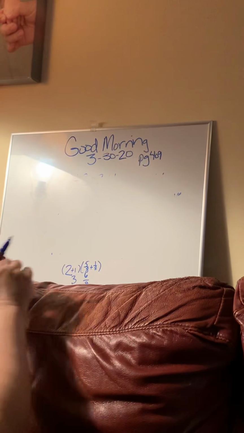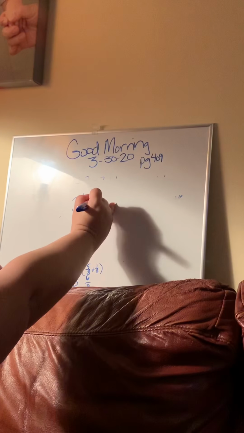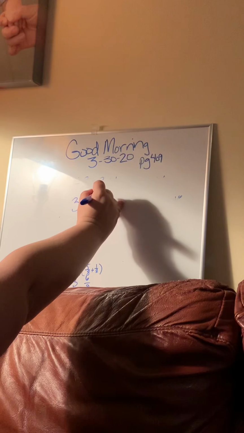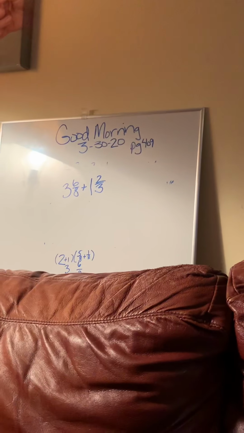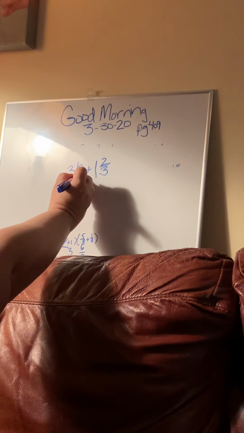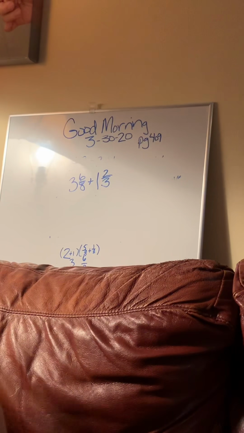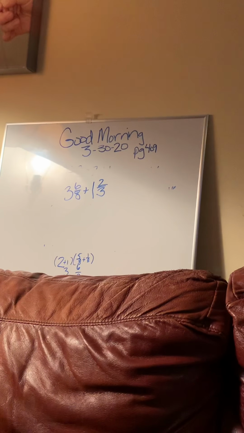Just gonna move everything up. So now we've got 3 and 6/8, and we have our original 1 and 2/3 that we have not added onto there, okay? Now that we have done that, we added the 2 that had the similar denominators together. Now we can change the denominators to make it easier, okay?